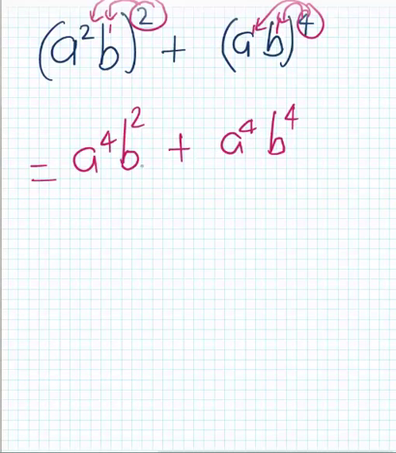Now just check and see if we can add these together. Remember, to add these, they have to be exactly the same. We've got a to the power 4, yes, a to the power 4, but unfortunately we have b squared here and b to the power 4 here. These are not like terms, therefore we cannot add them, so we just stop there.